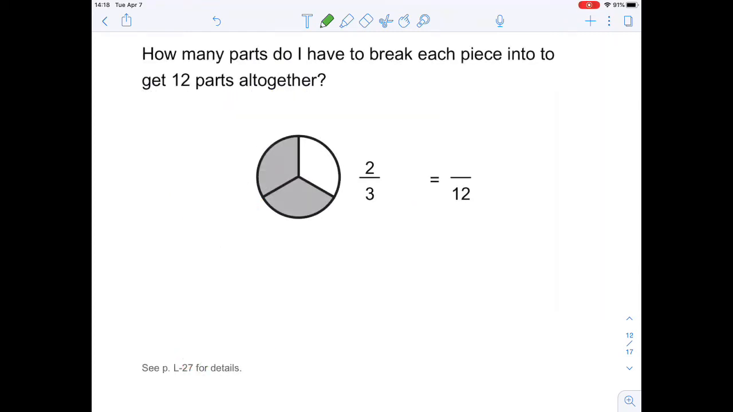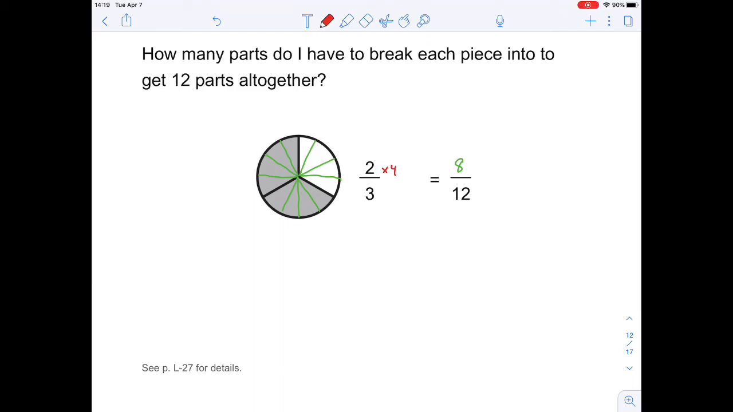So this next question, how many parts do I have to break each piece into to get 12 equal parts? Well, I have 3 equal parts right now. So if I break each one into 3 more, that'll be 9. So I'd have to break each one into 4 equal pieces. So how about I break it in half like this, then in half again. So I'm creating 4 equal pieces out of each one. All right, and now I should have 12, and out of those 12, I have 8 of them shaded.